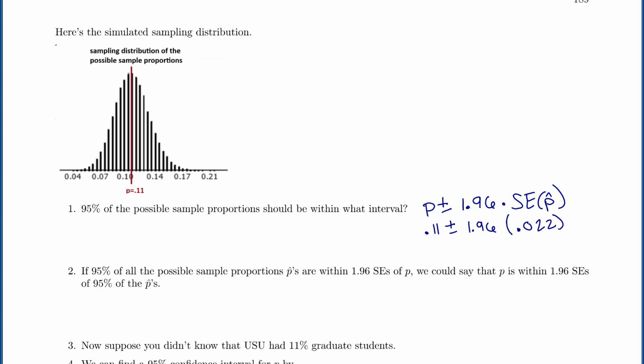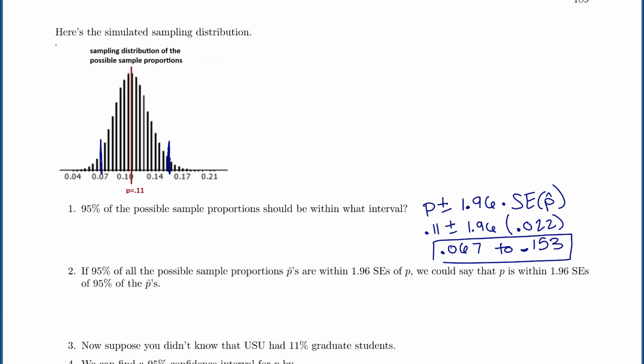So this gives me, first I will do the subtraction. So when I subtract, I get 0.067. And when I add it, I get 0.153. So 95% of all the possible sample proportions should be within this interval. And if you were to draw that out, it looks like from about here to about here on my graph. And yeah, that's probably about 95% of all those possible sample proportions.